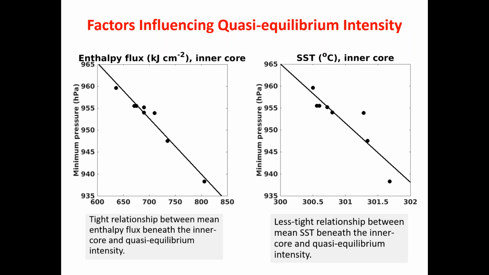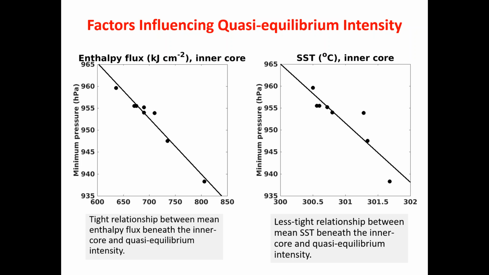So no surprise, because this is the heat being provided to the storm, and the resulting intensity closely follows the heat being provided to the storm. It didn't show up here, but R squared for this analysis was 0.96. So even with a very small sample size, that's quite a very good fit. Now, if you do the same for SST under the inner core, you do see a relationship. It's not quite as tight.